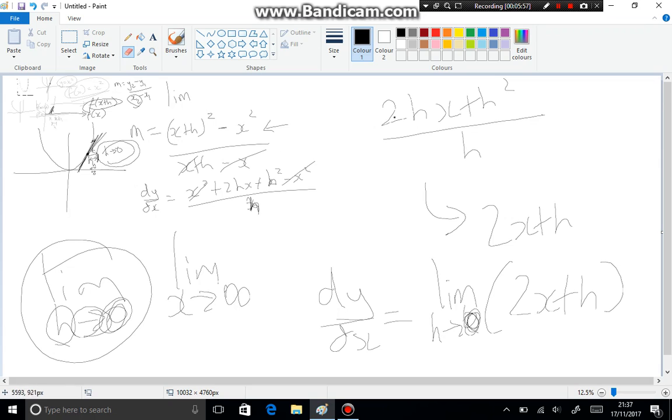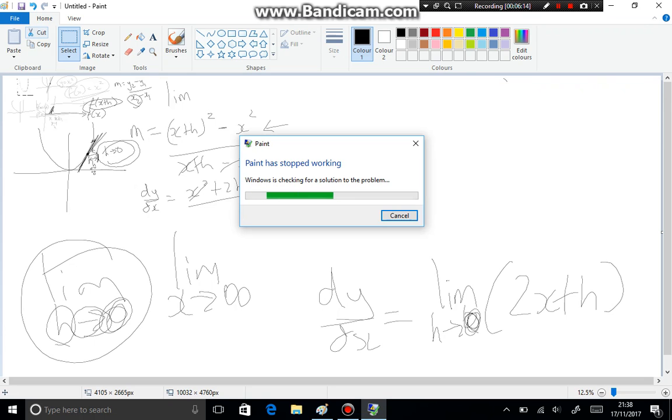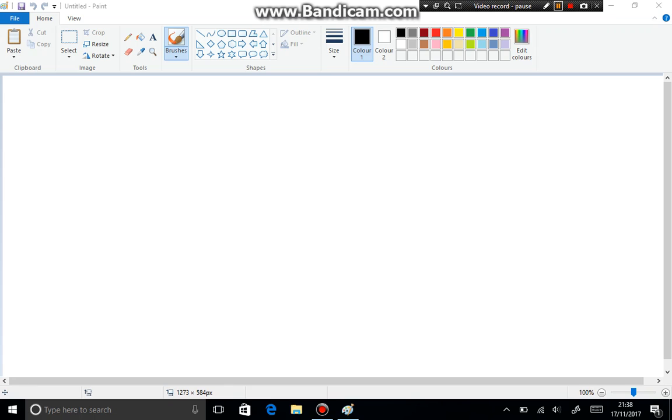This is a terrible rubber. Okay, you know what? I'm just going to select this section. I think I can get rid of it. Cut. Okay, there we go. Wow, Paint has just crashed. Brilliant. So Paint just crashed and it got rid of the work.